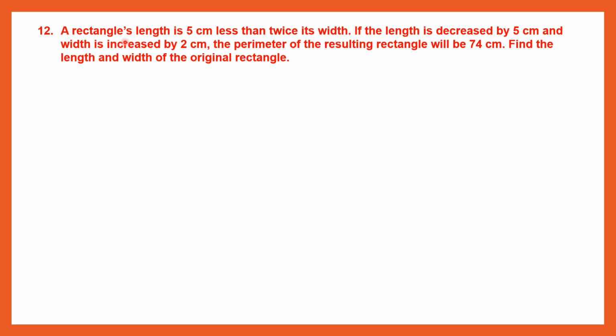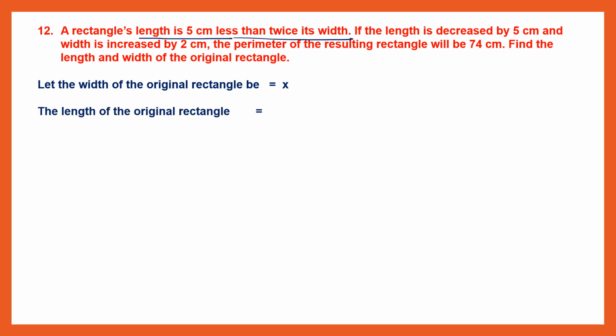Question 12. A rectangle's length is 5 centimeters less than twice its width. Let's just start with this beginning part alone. Here we are told about the length: the length is 5 centimeters less than twice its width. That means we don't know what the width is. So let's begin by saying let the width of the original rectangle be x. Why are we saying original? Because here we're going to continue to talk about one more rectangle.